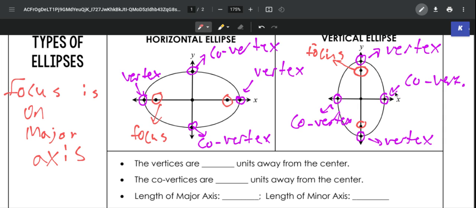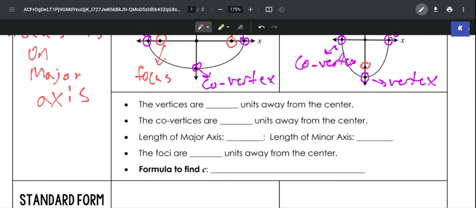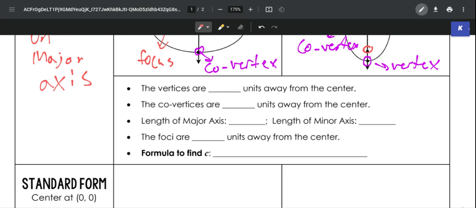So our focus is going to be on our major axis, and you'll see we'll get to that in a second. All right. So now we need to label a few things, or just denote them a certain way. Then we'll get to some actual formulas. So the vertices, we call those A, and we say that they're plus or minus A units away from the center. So that means if our vertex was at, I don't know, 2 units away from the center of our circle, then our vertices would be plus or minus 2.